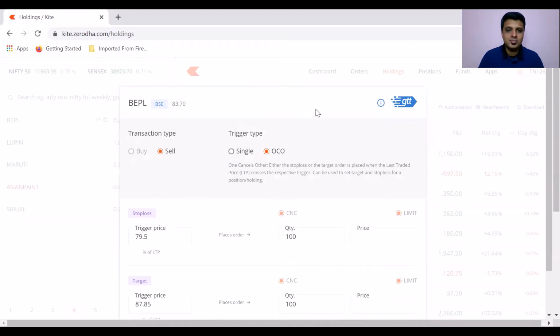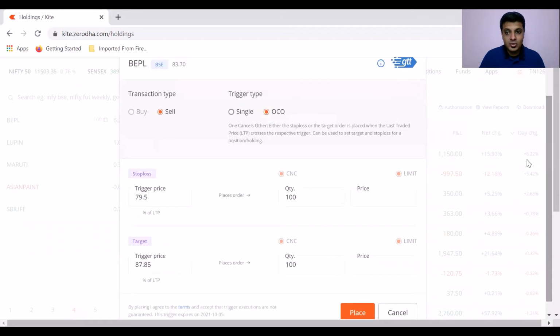And what's the beauty of GTT? Look at this. The moment I click GTT, I can initiate a sell order either as a stop loss or as a target price. For example, this is BEPL, and I want to sell it at a potential target price of 90. So let's say 89.5. I put a target price of 89.5. And suppose I also want to keep a stop loss. I don't want to lose money on this. I bought this for 72. Let's say if it goes below 75, it has to stop.